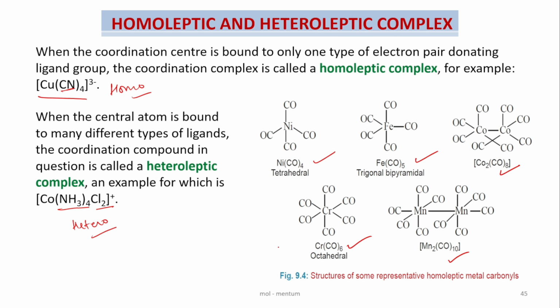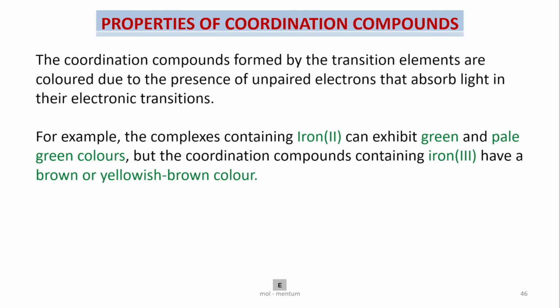So these are the examples of homoleptic. Homo means wherever only one type of ligand is present. Okay. So now let us talk about the properties of coordination compounds.